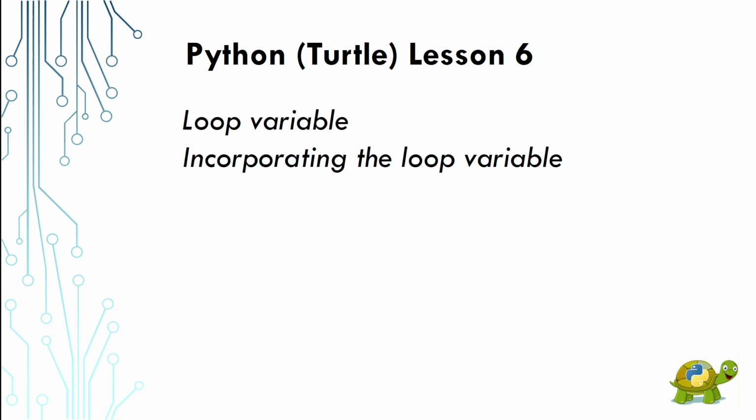In the previous two lessons, we saw how we could use the for loop to repeat instructions in order to produce a polygon or a pattern. In this video, we're going to take a deeper dive into what the loop variable is actually doing in the for loop. And we're going to see how we can incorporate that loop variable as part of our design. So let's get to it.